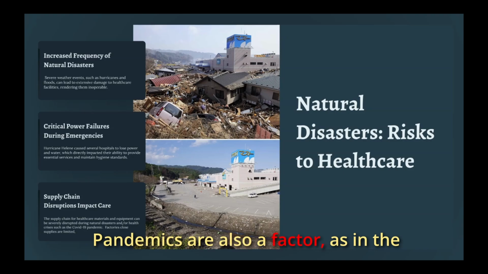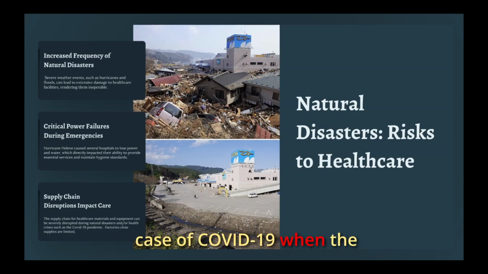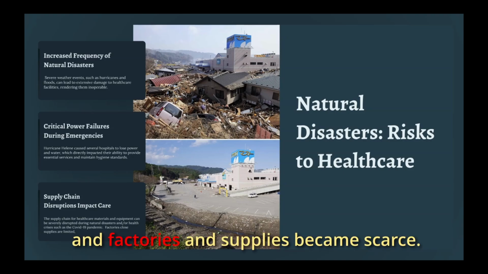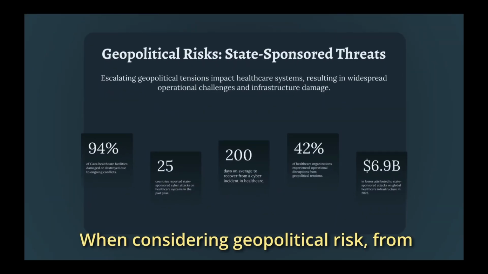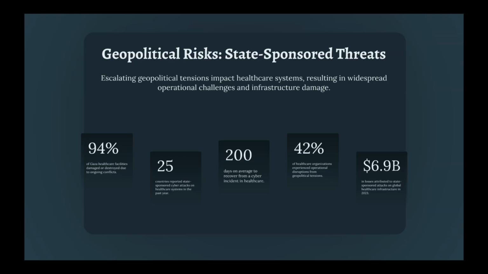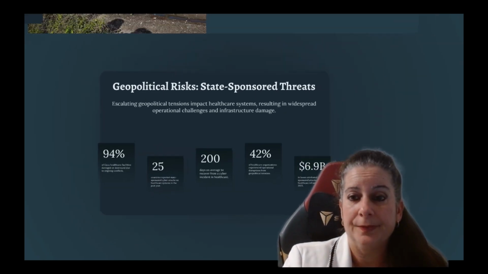Pandemics are also a factor, as in the case of COVID-19 when the world shut down businesses and factories and supplies became scarce. When considering geopolitical risk from a cyber perspective, state-sponsored attacks from Russia, China, Iran, and North Korea are prevalent. From a kinetic perspective, hospitals become damaged or destroyed in the midst of war.